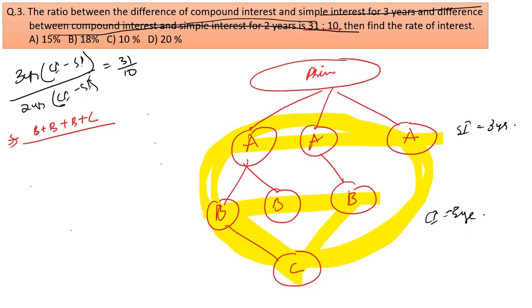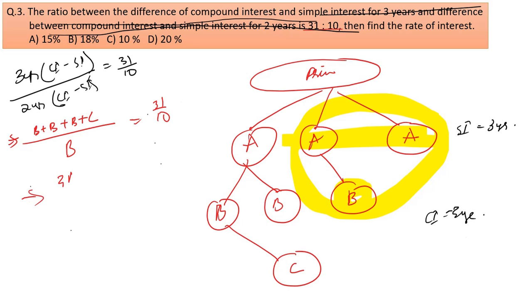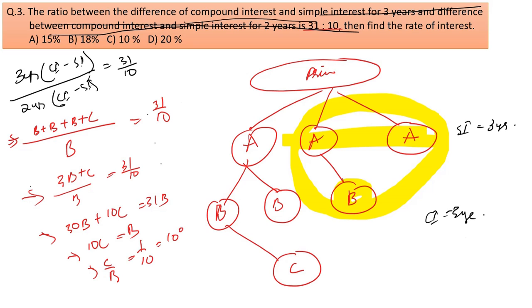we will have this. Let me correct this one. And then for 2 years I'll be having this compound interest. Compound interest for 2 years is A, and B, and compound interest for 2 years will be A and A. The difference between them will be that this B alone. So here I will write this B equal to 31/10. After when we solve this, 3B plus C divided by B equal to 31/10 equal to 30B plus 10C equal to 31B equal to 10C equal to B. This is C by B is 1/10 equal to 10%.